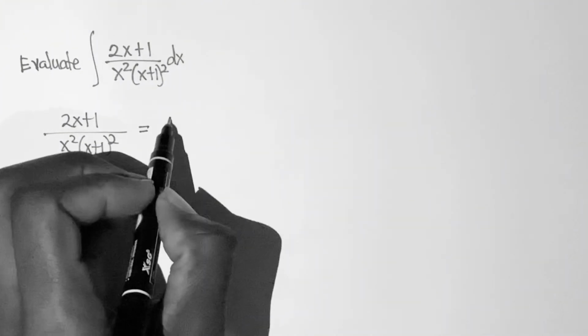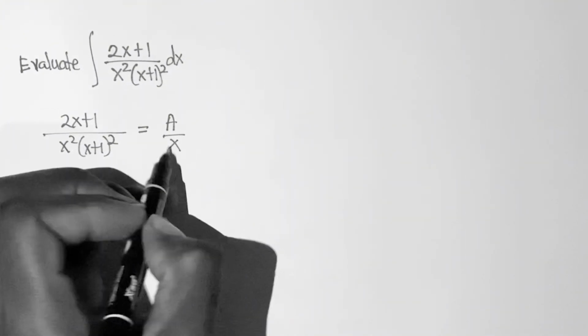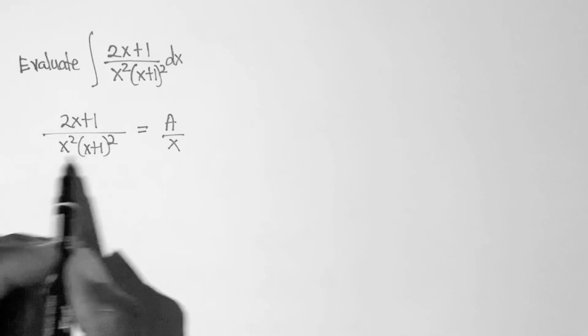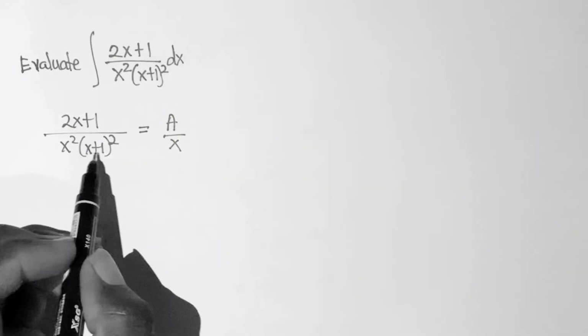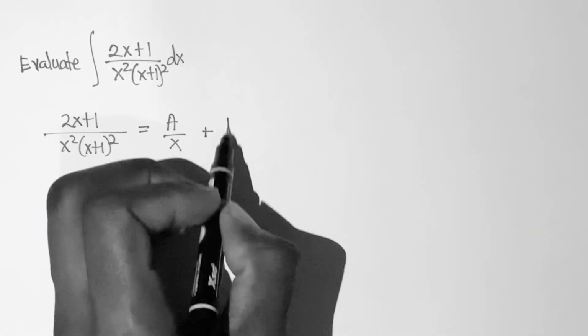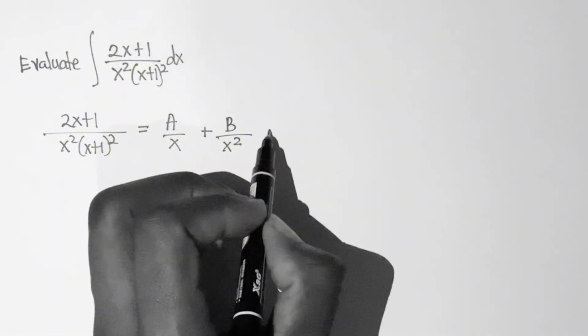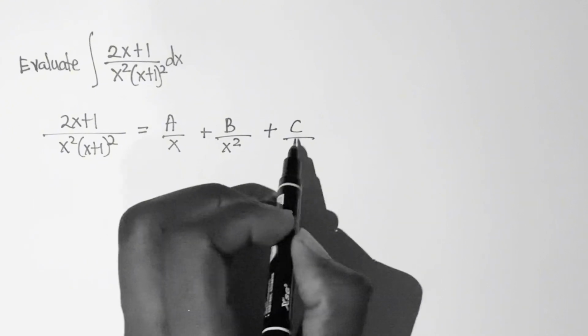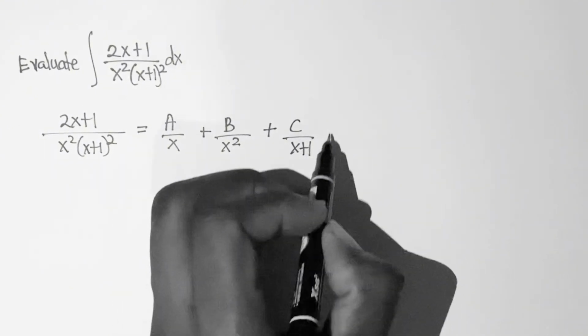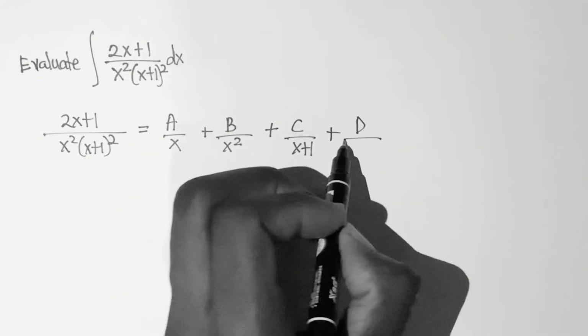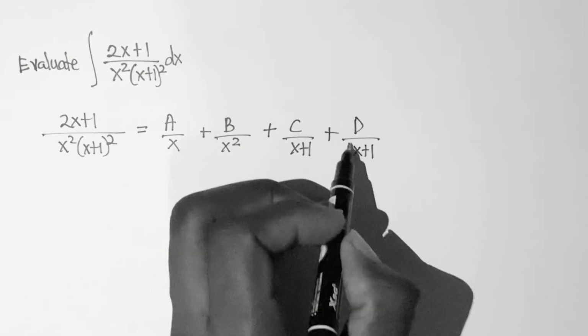This is equal to a divided by x, because this is the case of repeated factors. Then plus b divided by x squared. And then when we come to this, we have plus c divided by x plus 1 and plus d divided by x plus 1 squared.